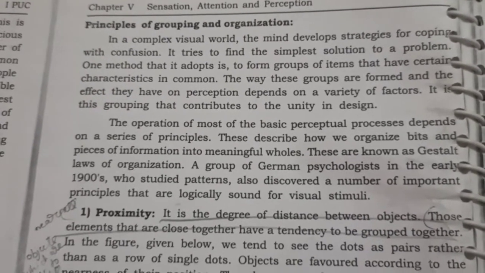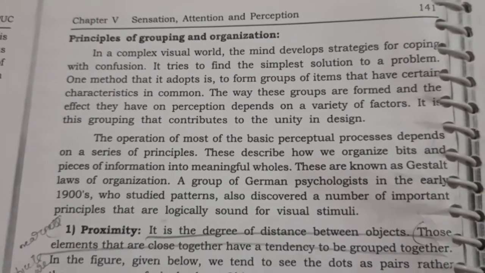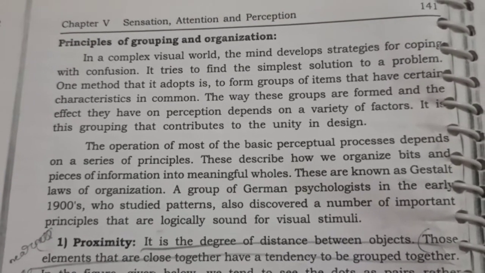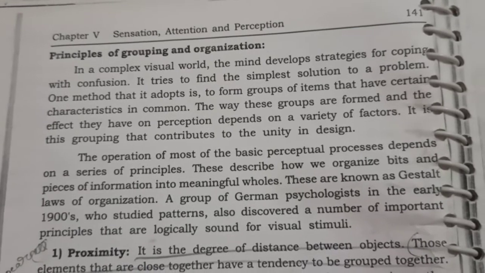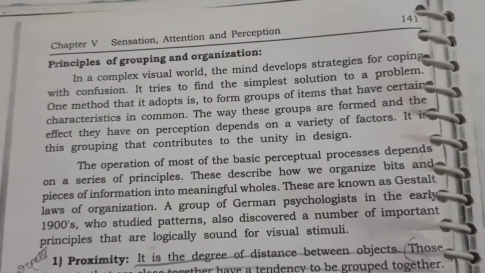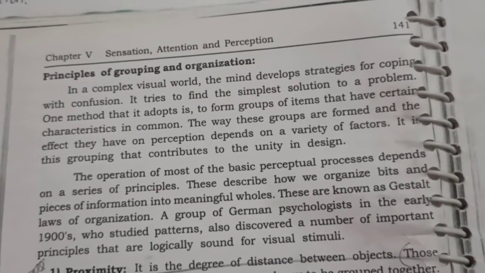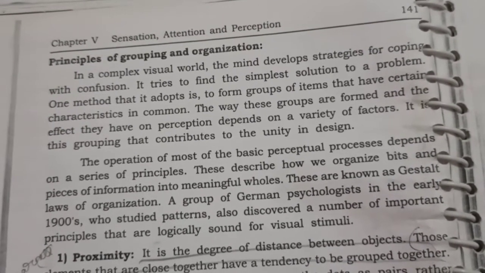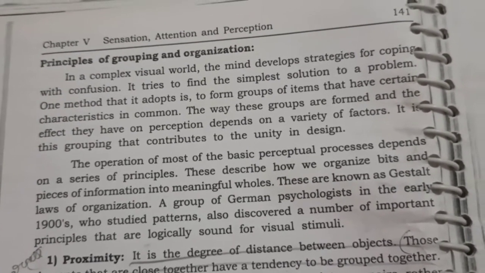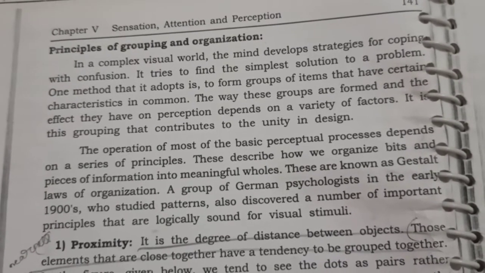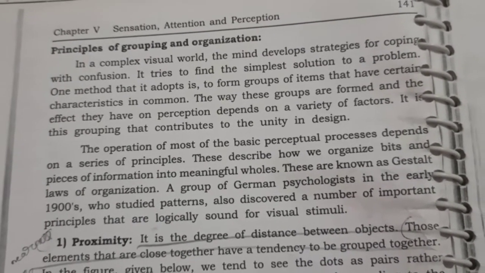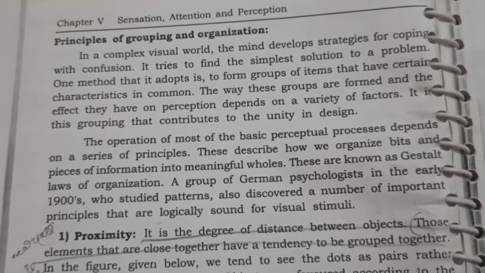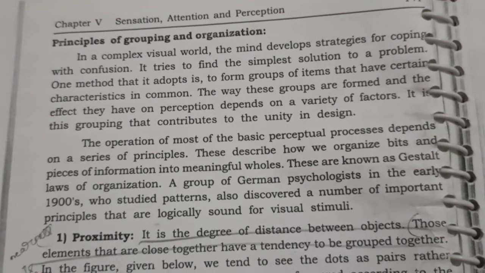In a complex visual world, the mind develops strategies for coping with confusion. It tries to find the simplest solution to a problem. One method that it adopts is to form groups of items that have certain characteristics in common. The way these groups are formed and the effect they have on perception depends on a variety of factors. It is this grouping that contributes to the unity in a design.